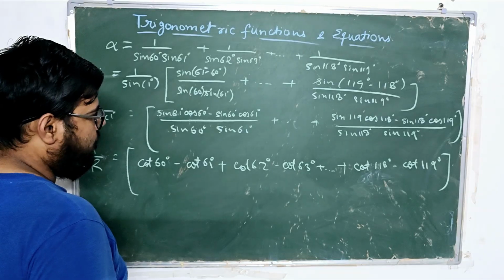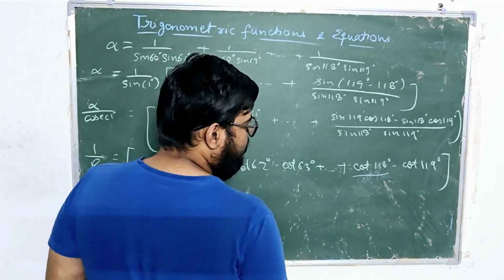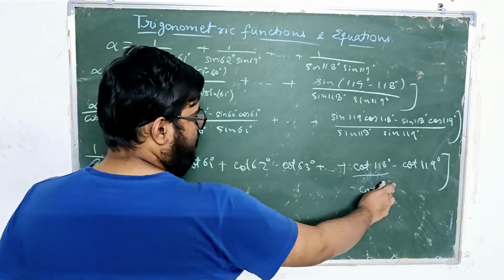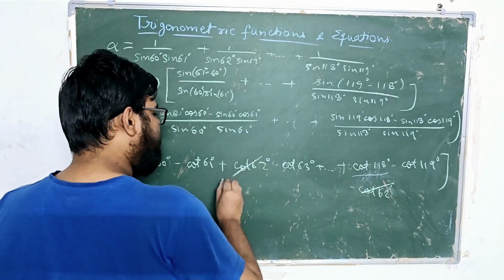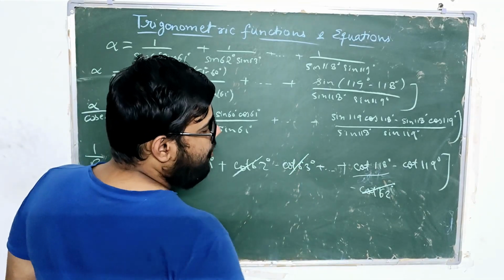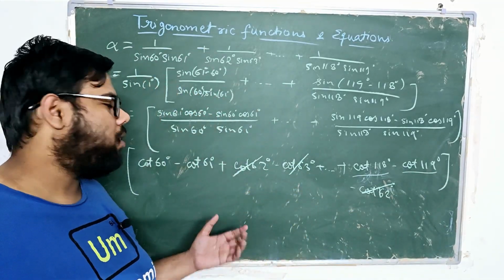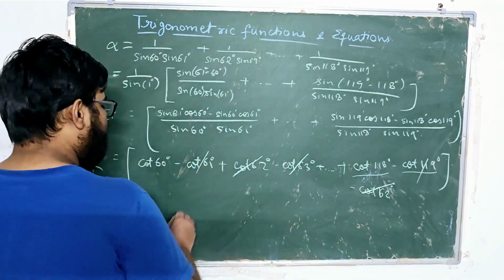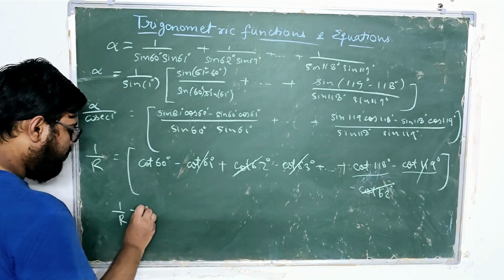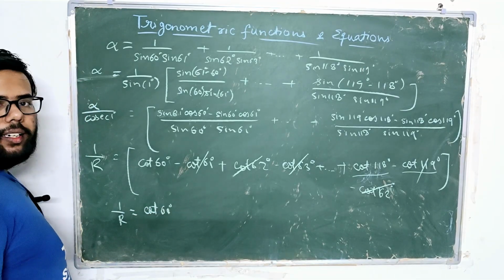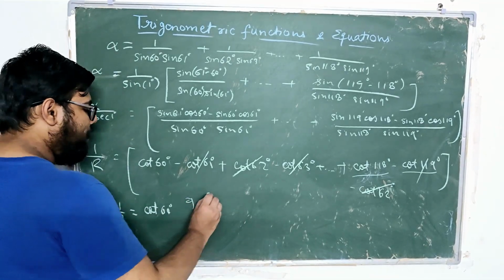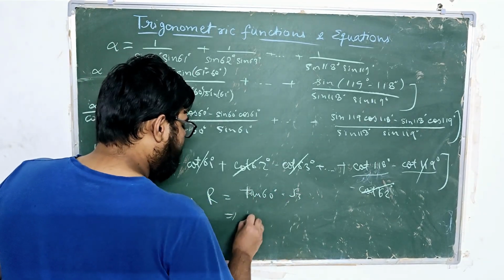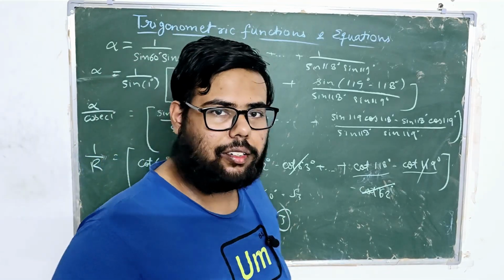Now notice one thing. Cot of 118 is negative the cot of 62 degree. So this and this will get cancelled. Similarly, this term will also get cancelled, and this is negative cot of 61 degree, and negative will become positive, so positive and negative will get cancelled. So you will be just left with 1 upon r is cot of 60 degree. That's the value. So r is tangent of 60 degree, which is root 3. So the answer is r square actually. So 3. So 3 is the answer of the question.